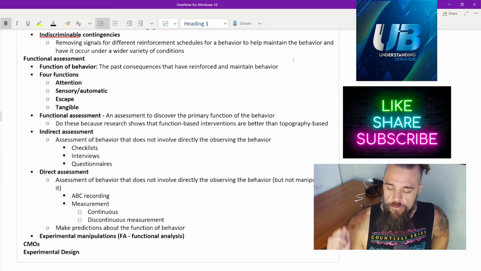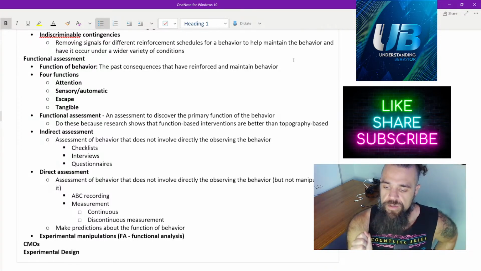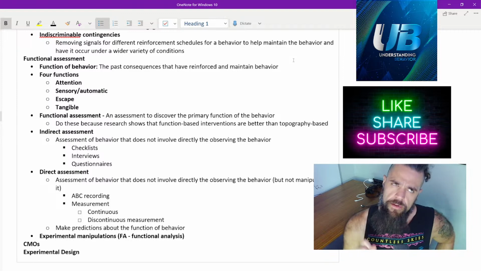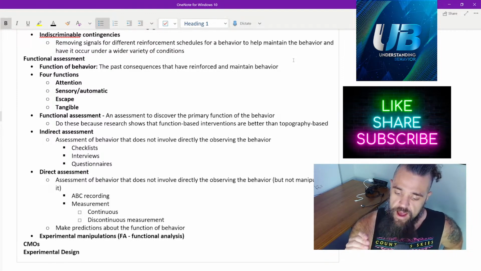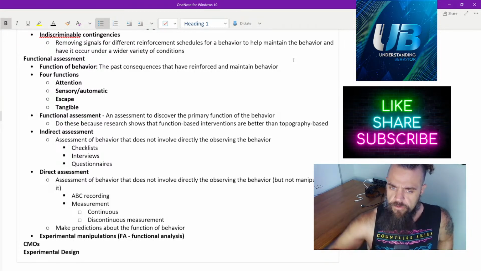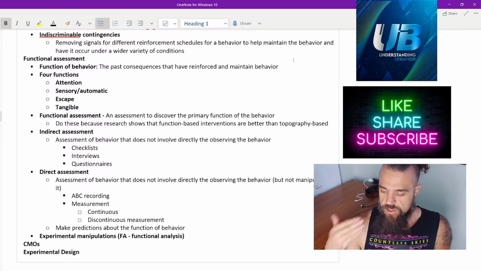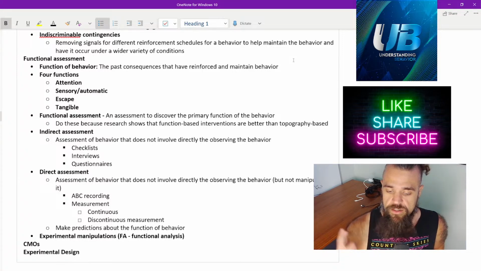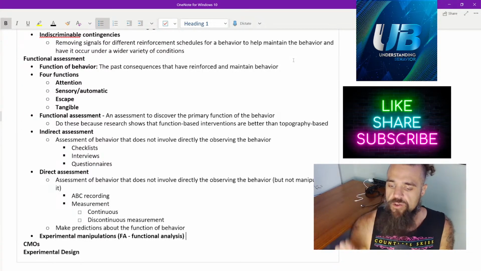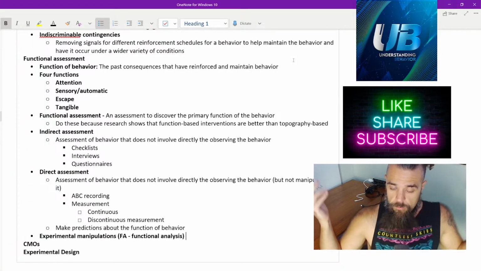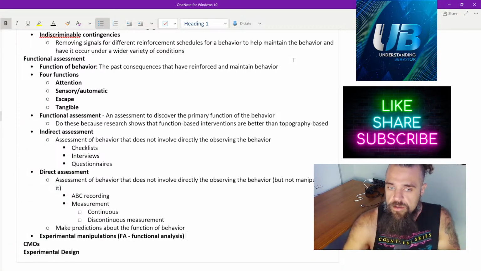Well, okay, so if we stop providing attention for this behavior, and we see extinction effects, then we can confirm that this behavior is attention maintained. So that's all you really have to do. Let's just put this behavior on attention extinction and see if we see extinction effects. If we see a burst followed by a drastic decrease, boom, we've figured out and confirmed our function.